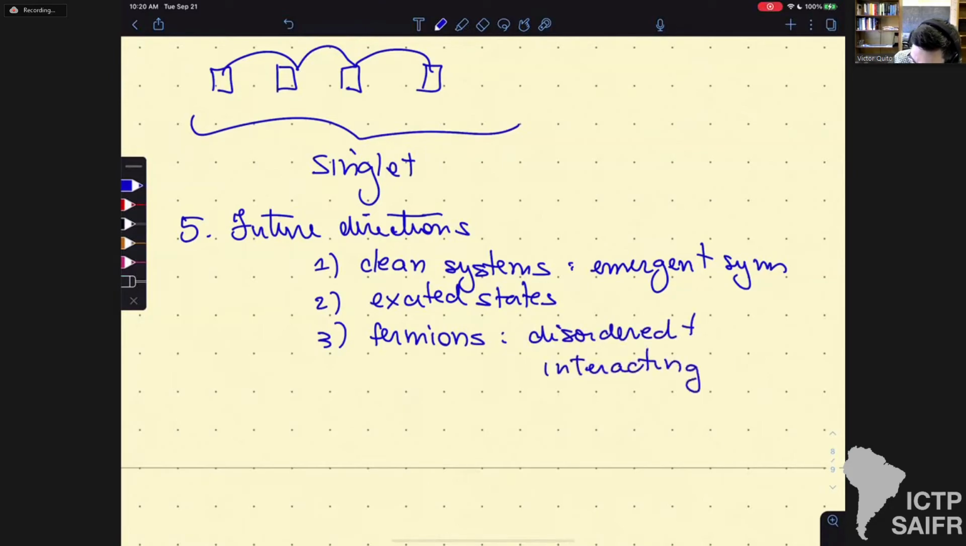Hubbard model, for example, disordered Hubbard model types of physics with this type of strong disorder RG. There are some challenges involved in this approach number 3, but we are making progress recently to characterize quantities like conductivity of these disordered fermionic systems. So these are future directions that I'm planning to work on in the next months and years.